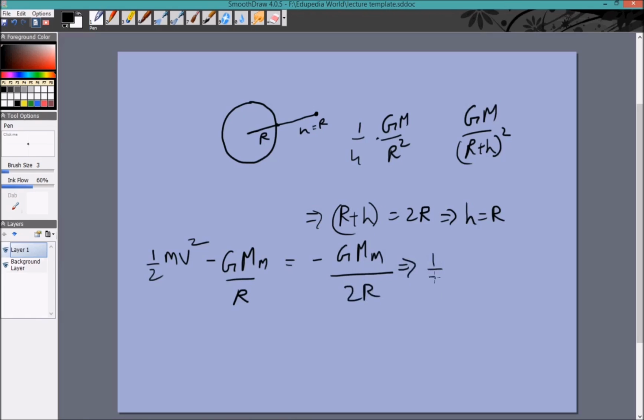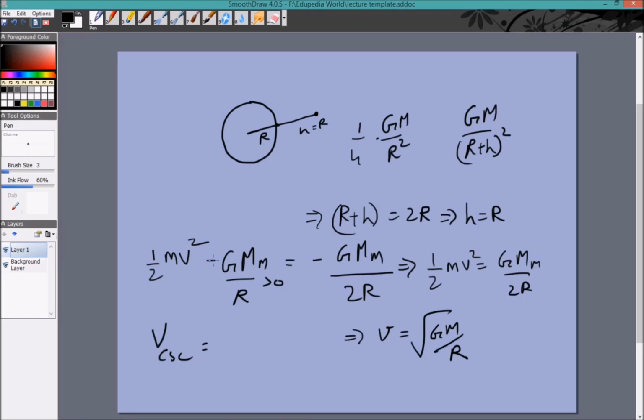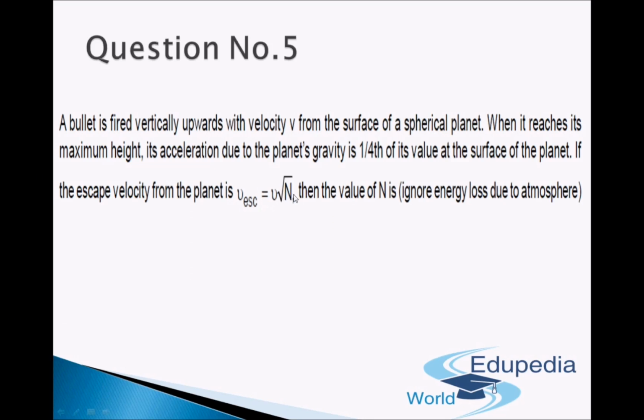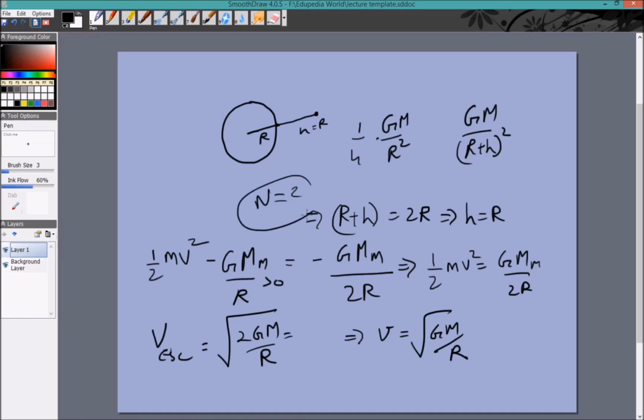That gives me half mv squared is equal to gmm by 2r, which gives me v is equal to root gm by r. V escape, we all know, is the point for which this becomes greater than 0 or just equal to 0. In that case, it is root of 2 gm by r. Right, this is the standard formula we know. So if this is equal to this times something, that something is root 2, right? V into root 2 will give me V escape. So n in this case will again be 2. So that is my answer to it.